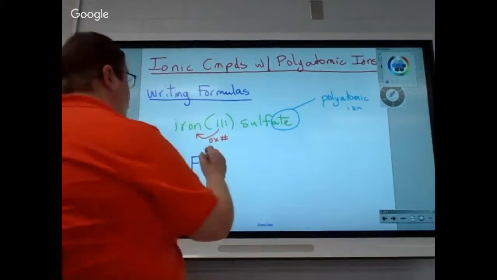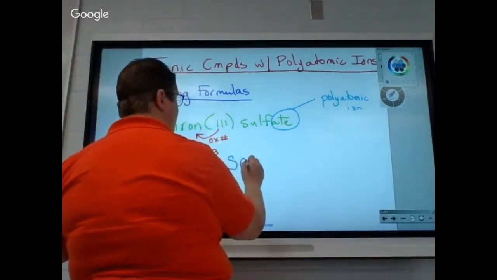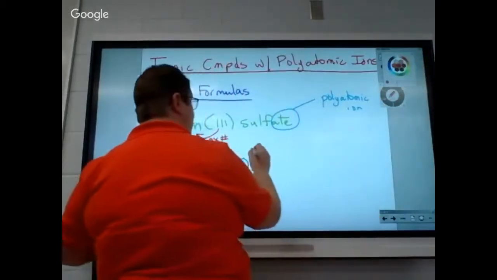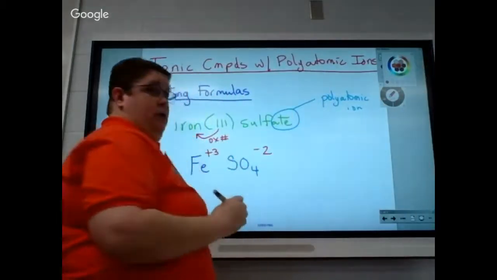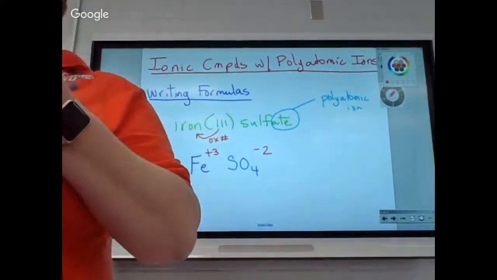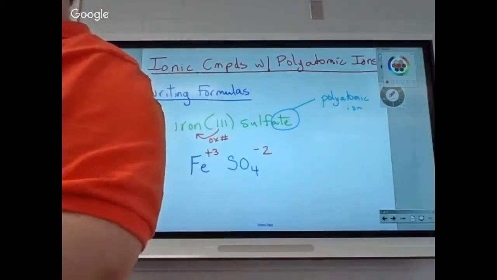It's SO4 with a what? With a -2. That -2 is the oxidation number. Just like we did on the other side, a little -2 is the oxidation number.